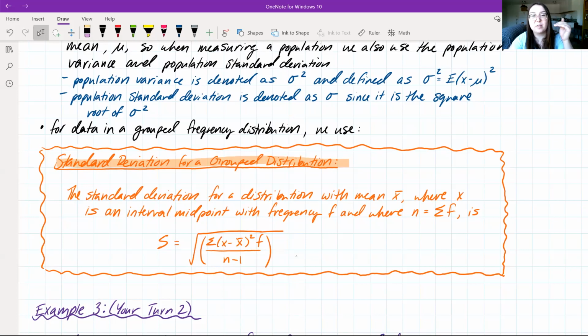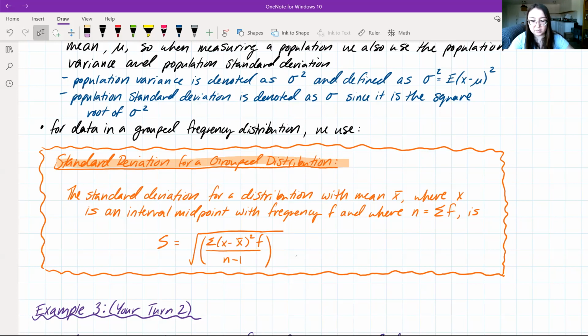So when you have your intervals, you always get a listed frequency of how many times a number in this interval appears. So our sigma f is just the sum of our frequencies. In the denominator of this equation, instead of our number of numbers, since we have intervals, we don't exactly know how many numbers there are, we're just going to take our sum of the frequencies minus 1. And we'll go over this in our next examples.